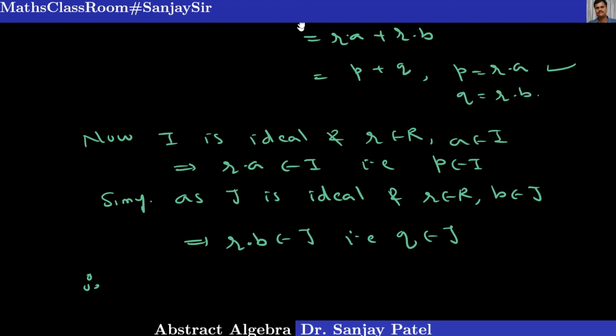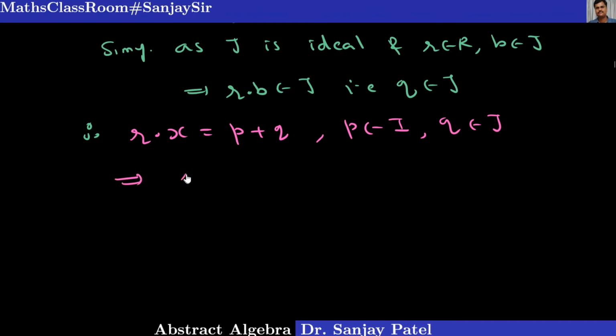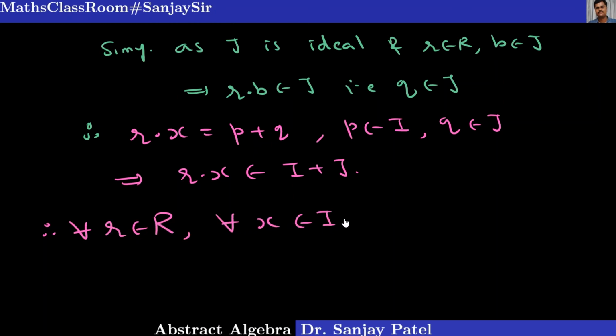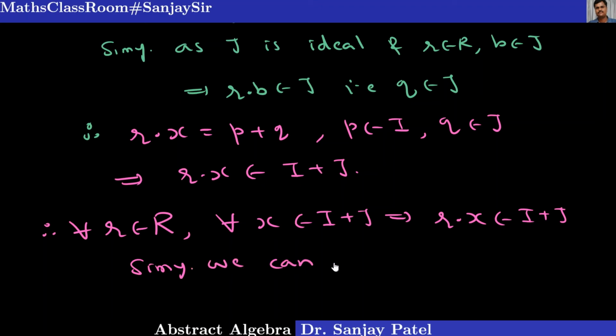So what is proved is that the element r into x is of the form p plus q, where p belongs to I and q belongs to J, and that means rx belongs to I plus J. So the final conclusion is, for every r belonging to R and for every x belonging to I plus J, we have r into x belongs to I plus J. And similarly, we can prove that x into r also belongs to I plus J. So what we have shown is our third conclusion, and from 1, 2 and 3 it follows that I plus J is an ideal.